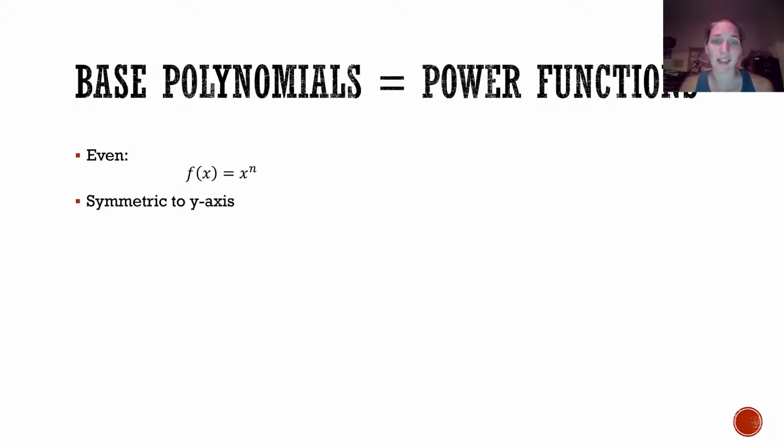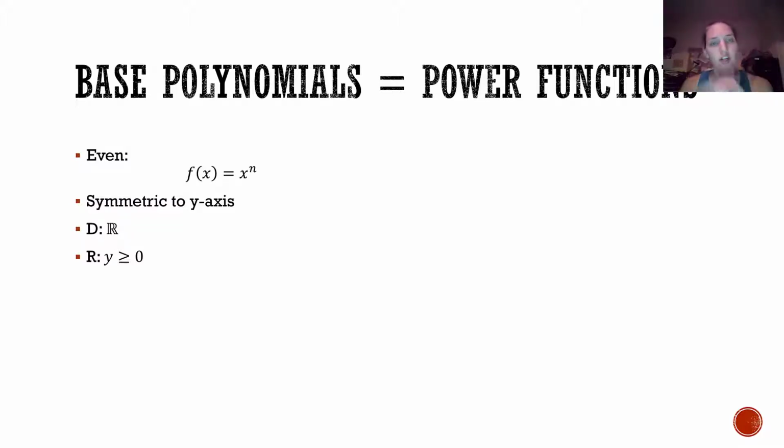These will be symmetric to the y-axis. Think about x squared, right? We know that's symmetric to the y. It's the same thing here, even if it's to the 4th or the 6th or the 24th. All of those are symmetric to the y. All of them have a domain of all reals. All polynomials will. The range, though, for a base function like this one is that y will be at least 0, it'll be greater than or equal to 0.